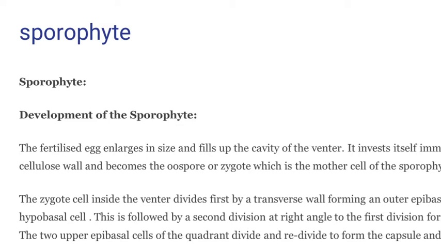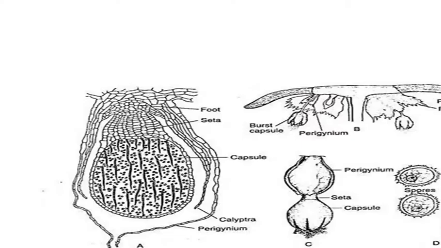The zygote cell inside the venter divides first by a transverse wall, forming an outer epibasal cell and an inner hypobasal cell. This is followed by a second division at right angles to the first division, forming a quadrant of cells. The two upper epibasal cells of a quadrant divide and redivide and form the capsule and the upper part of the seta. So this is the sporophytic phase of Marchantia.